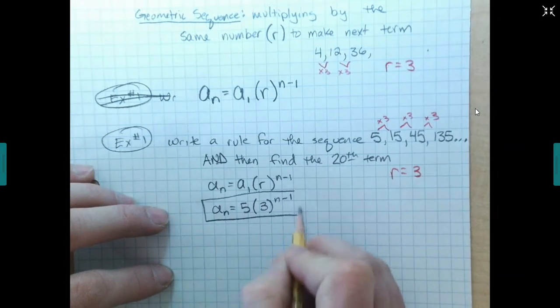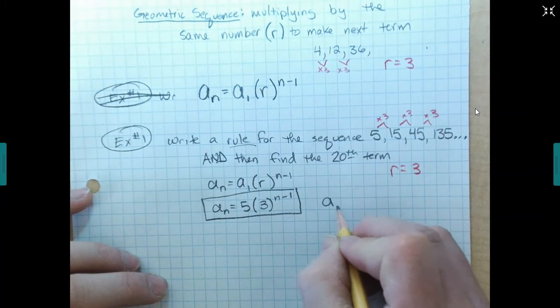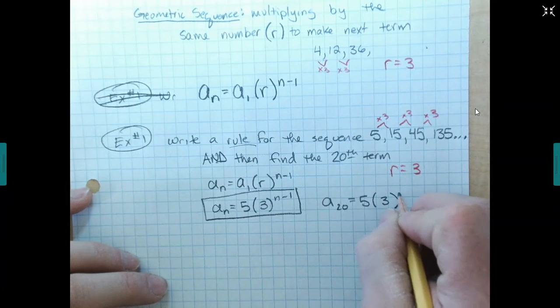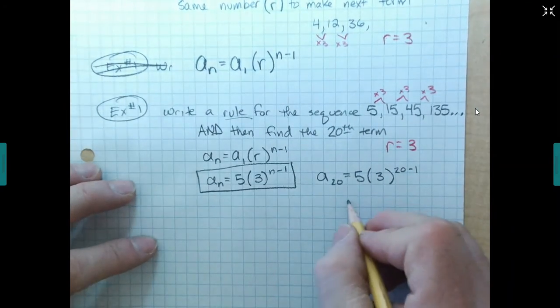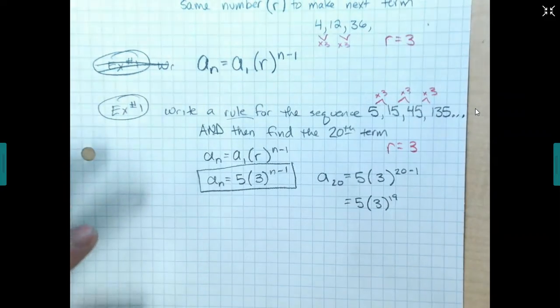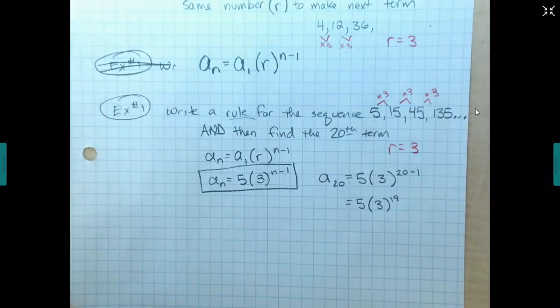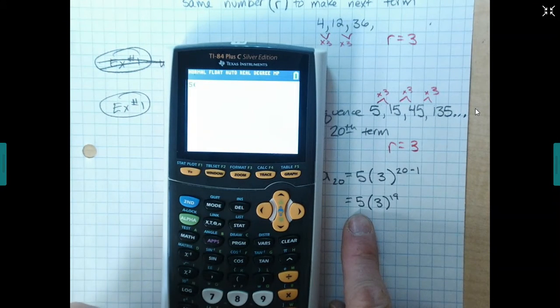So there's our rule. And now we want to find our 20th term. So a_20 equals 5 times 3 to the 20th term minus 1. I could simplify it a little bit by doing 3 to the 19. Now, if you're going to use a calculator, you have to be very careful about parentheses. Make sure you put the parentheses in. So it's 5 times 3 to the 19th power.